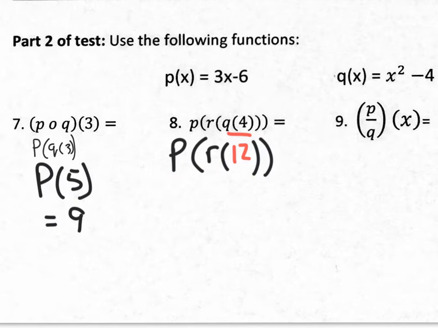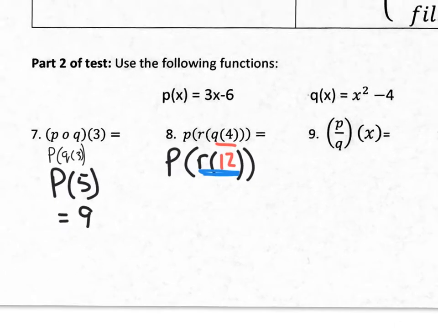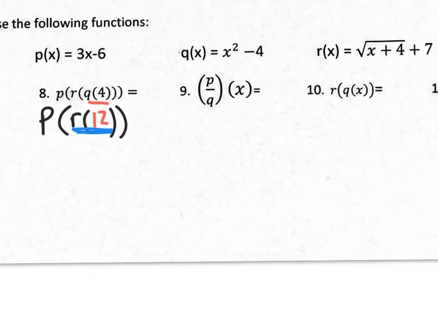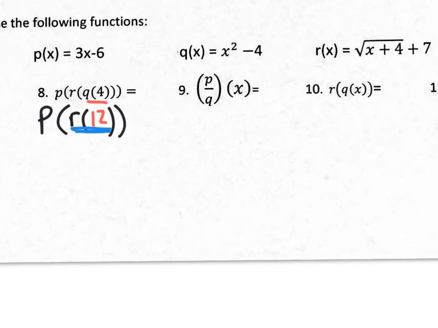So now let me go with this R of 12, and let me plug in 12 into R. R is the third function, and R has a square root in it. So let me take 12 and plug it into R. What's 12 plus 4? 16. What's the square root of 16? 4. And what's 4 plus 7? 11. So we have 11 instead of R of 12, and we have P out there.